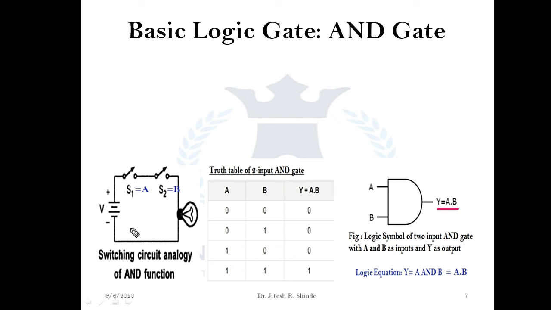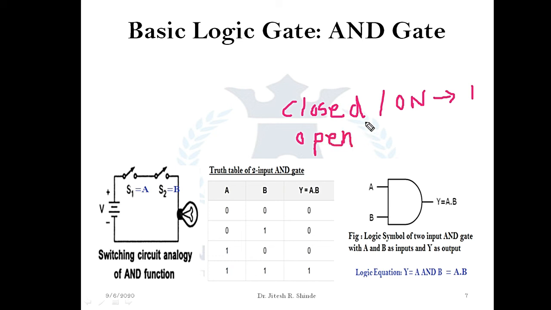Switch S1 is equal to A and S2 is equal to B. If the switch is closed, that is switch is on, we are indicating it by logic 1. If the switch is open, that is switch off, we are indicating it by logic 0.